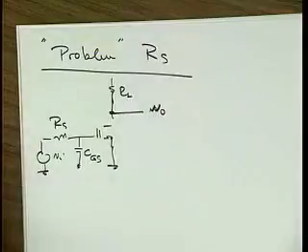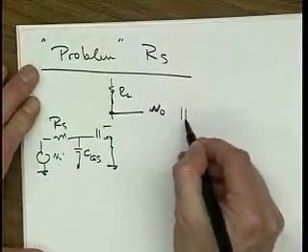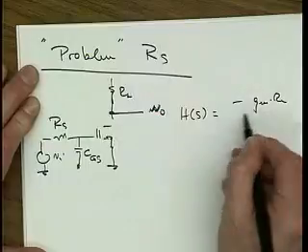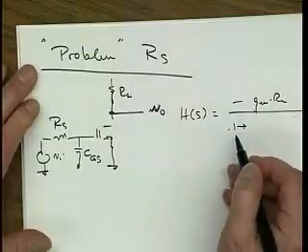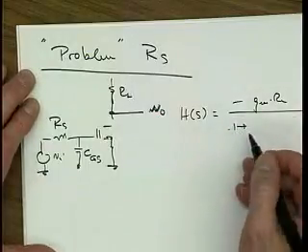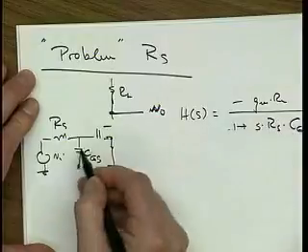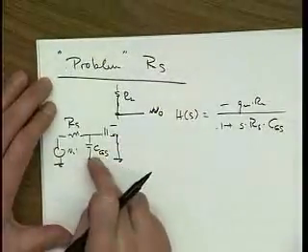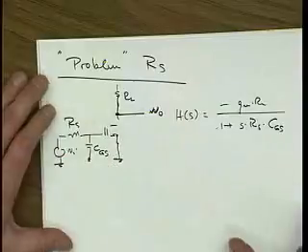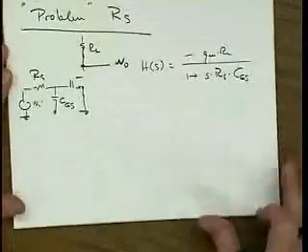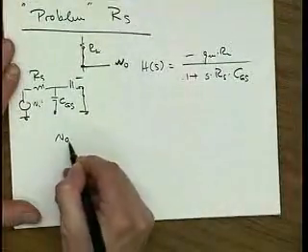So H of S of this circuit is now minus GM times RL over 1 plus S times RS CGS. Let's assume that this was the only significant time constant in the entire circuit. So now I can calculate what the output noise is, VON.